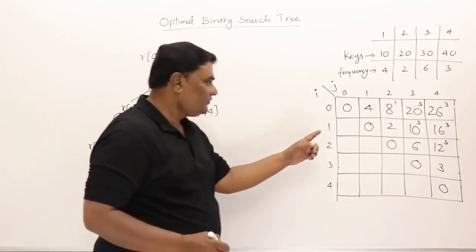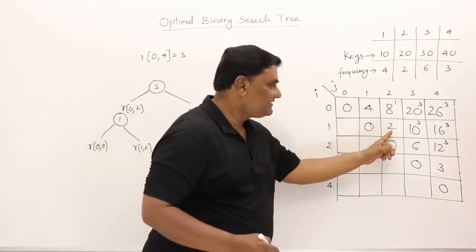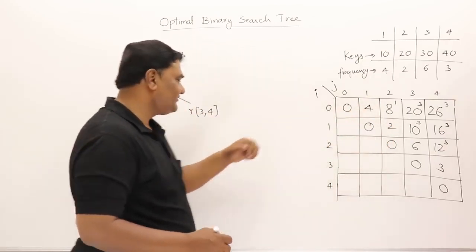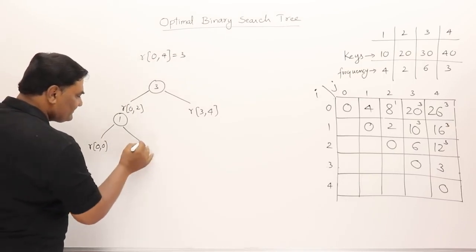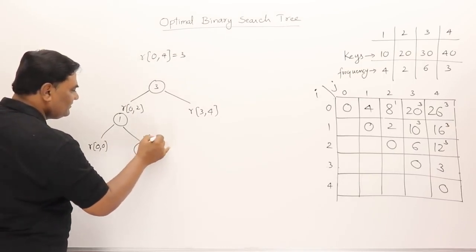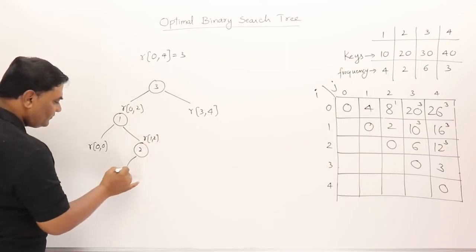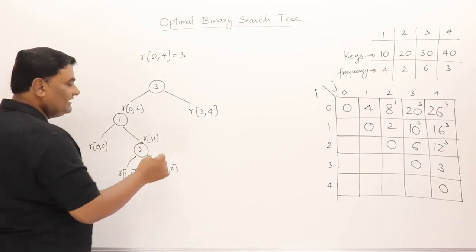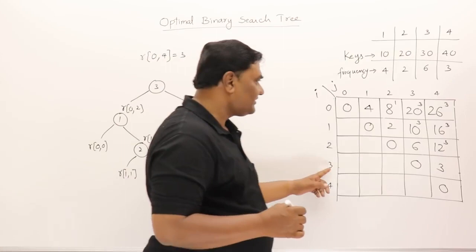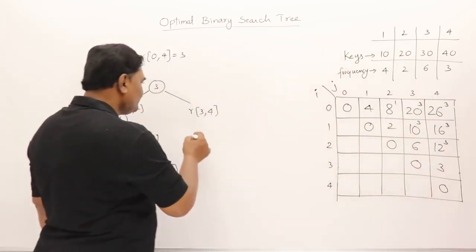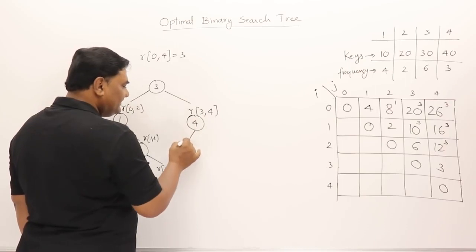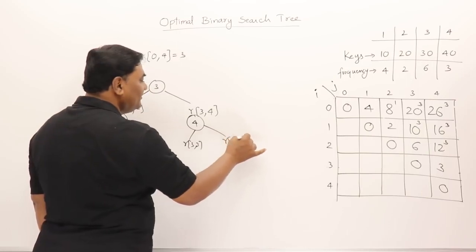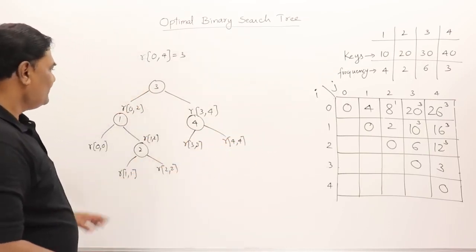Then who is the root of 1 to 2? 1 to 2 is this one, 2. This is the second key, right? First key and the second key, so the second key is the root. Then on this side what will it be? Root of 1 to 1 and on this side root of 2 to 2. So for these the answers are 0 only. Now 3 to 4. What is 3 to 4? 3 to 4 is this one. This is the fourth key. And on this side root of 3 to 3 and root of 4 to 4. So for these all the values are 0 only. So this is the tree.